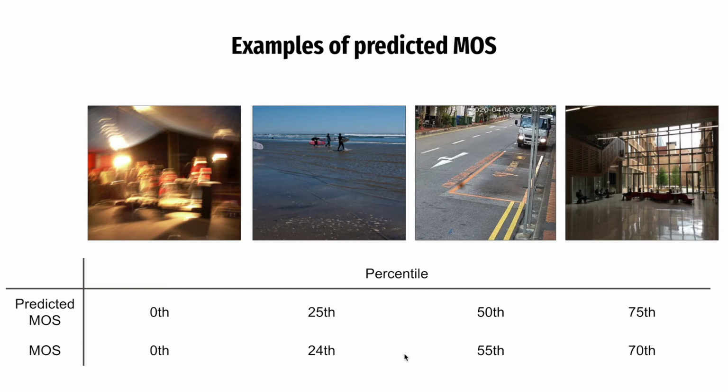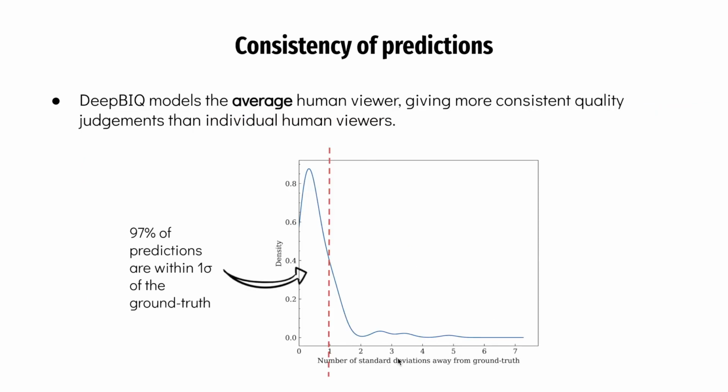Here, we see some of the predictions from DeepBIQ. The images are arranged in order of ascending ground truth quality score. For example, the leftmost image is the lowest quality image of the whole dataset, both in terms of the ground truth and in terms of the predictions. In the next image, we make a similar observation, where the prediction and the ground truth are both around the 25th percentile. Other than the accuracy, we can also consider the model precision.